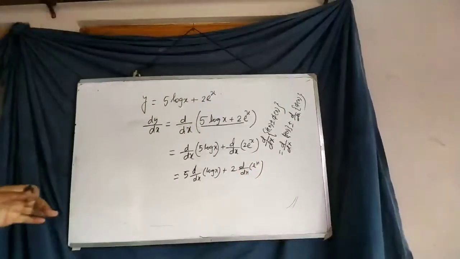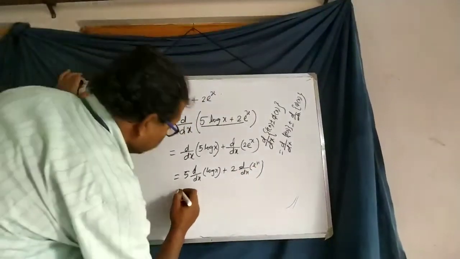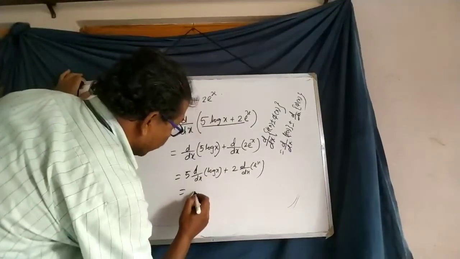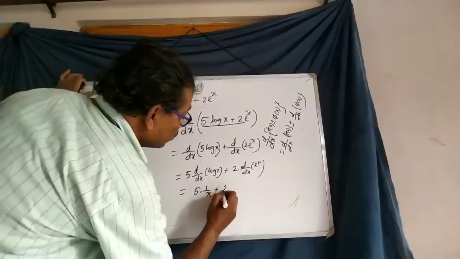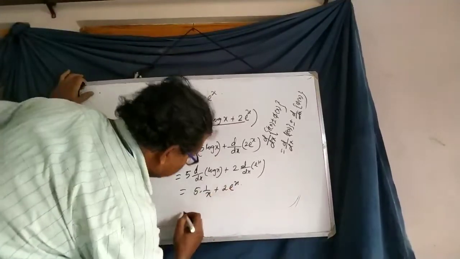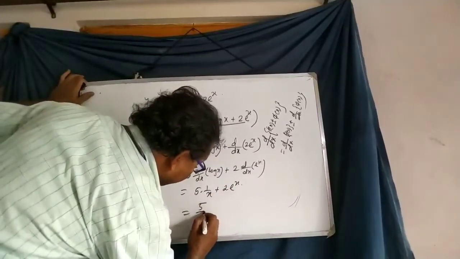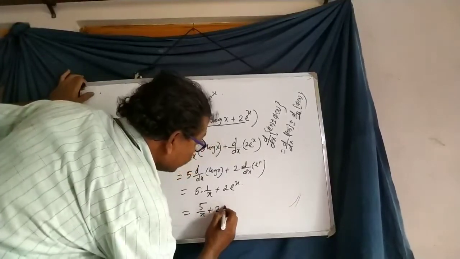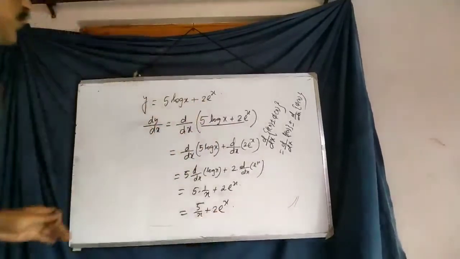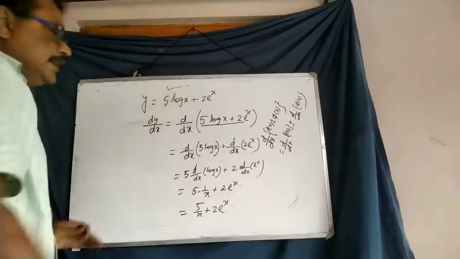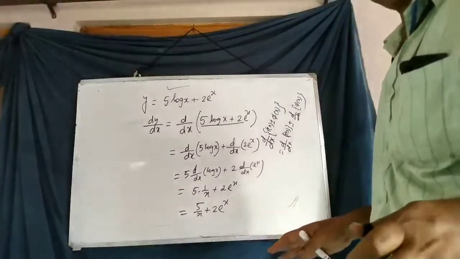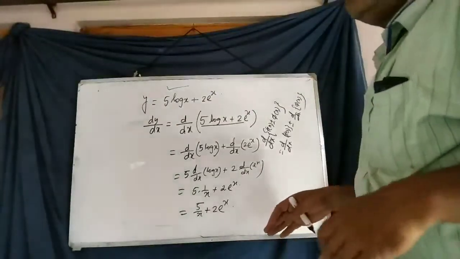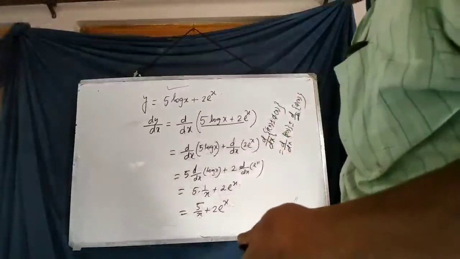By the formula, we get d/dx of log x equals 1 by x. So here 5 into 1 by x plus 2 into e to the power x. So the result is 5 by x plus 2 into e to the power x. This is the derivative of this function. In this function, we have applied the two consecutive rules which have been discussed at the beginning of this class.